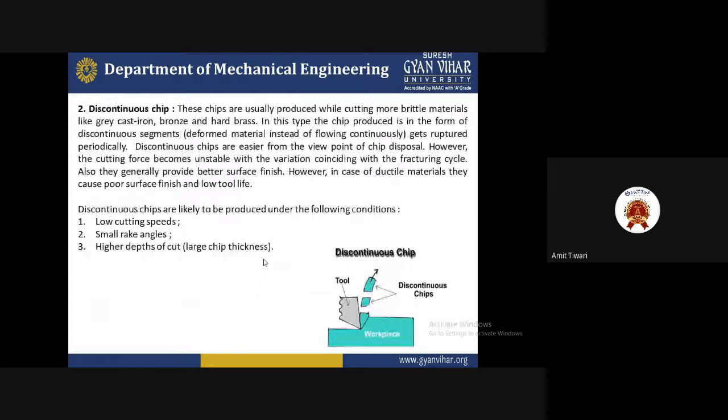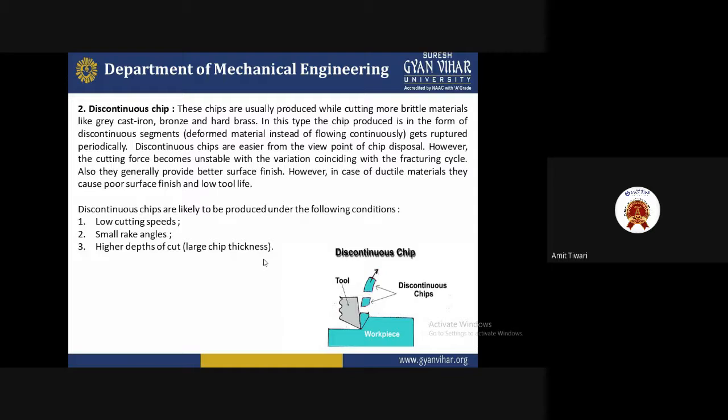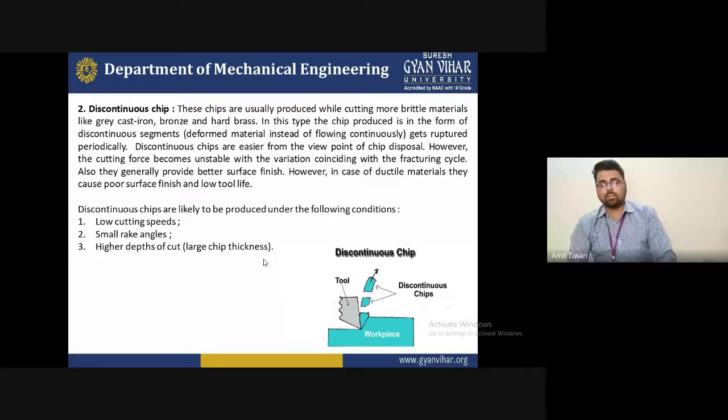The second one is the discontinuous chip. These chips are usually produced while cutting more brittle materials like grey cast iron, bronze, brass and hard brass. In this type, the chip is produced in the form of discontinuous segments; the material, instead of flowing continuously, gets ruptured periodically. Discontinuous chips are easier from the viewpoint of chip disposal. However, the cutting forces become unstable and vary with the fracturing cycle. And they also provide a better surface finish.